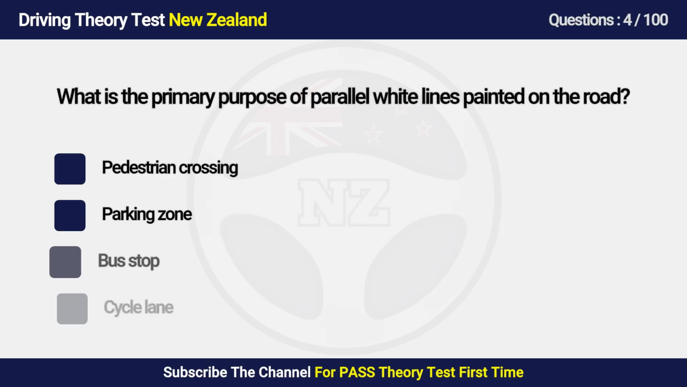Question 4. What is the primary purpose of parallel white lines painted on the road? A. Pedestrian crossing. B. Parking zone. C. Bus stop. D. Cycle lane.